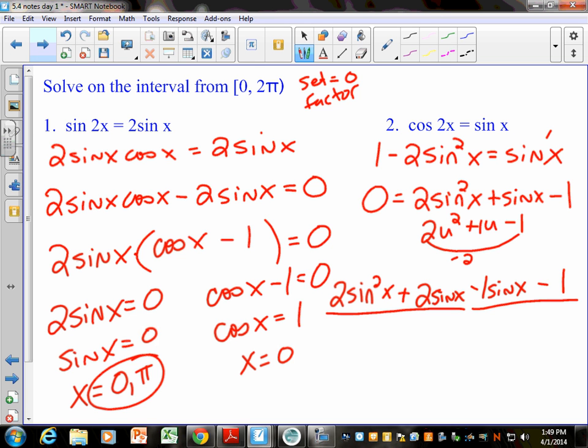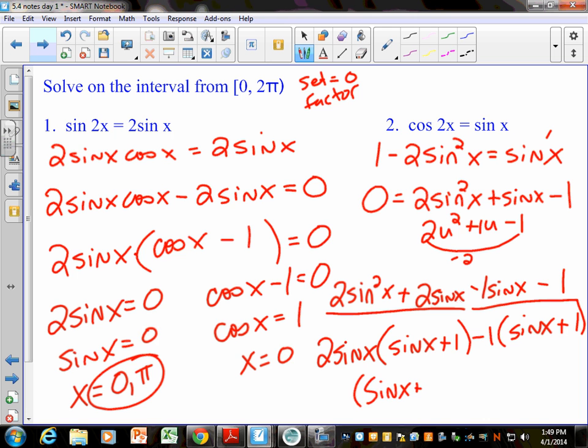No, I mean you guys, not like me. You can factor out a 2 sine of x, and you would get sine x plus 1. Factor out a negative 1, and you get sine x plus 1. Put it together. Do you ever like factoring? Sometimes math people like factoring.